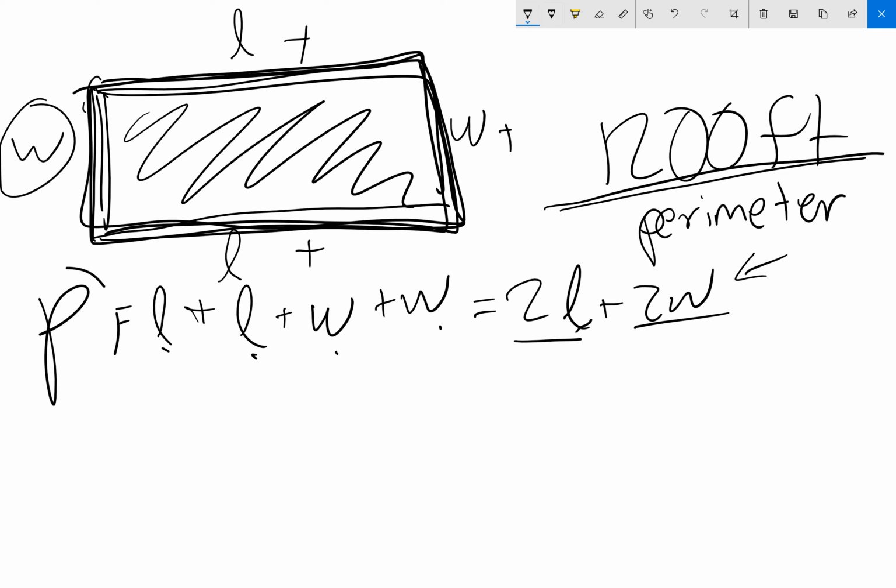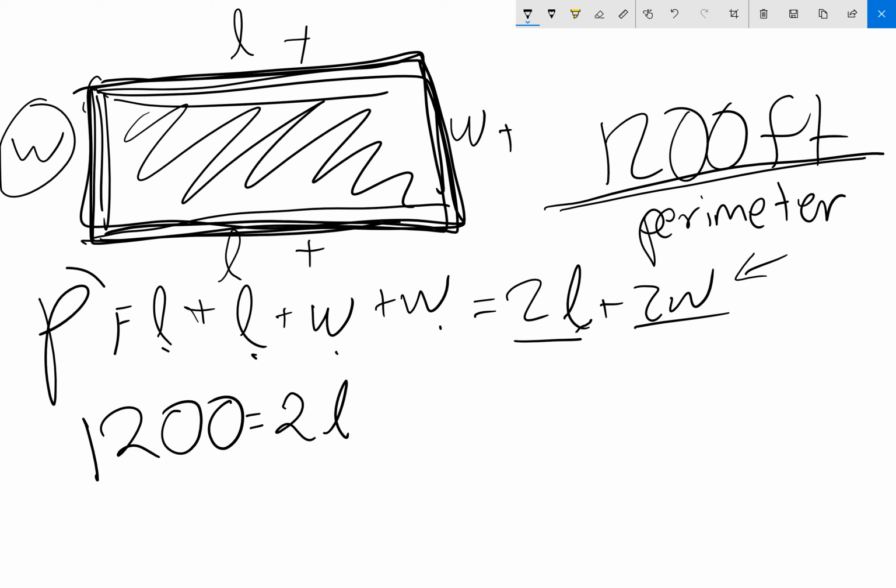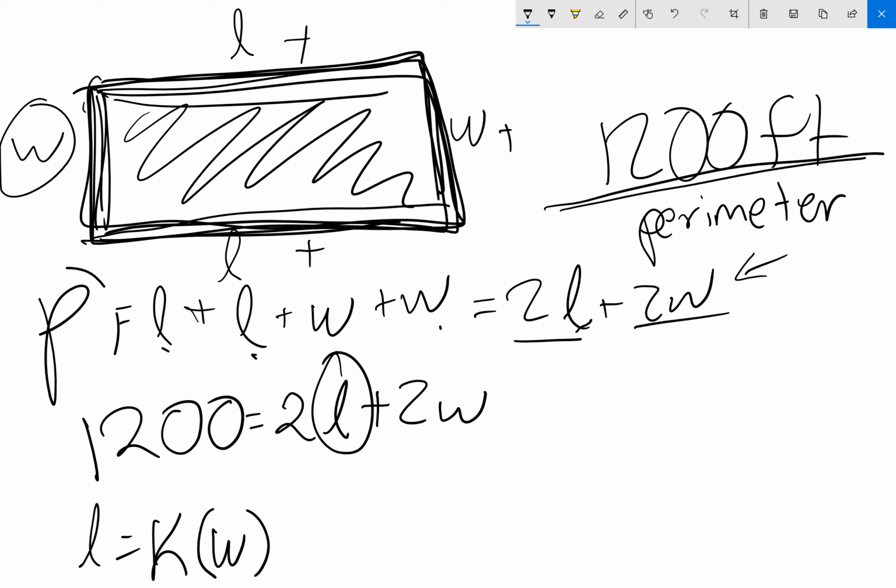Define a function k that determines the length of the fence in terms of the width of the fence, given the total amount of fence is 1,200 feet. So it's saying we know that the perimeter is going to be 1,200, right? We still have 2 lengths and 2 widths. However, this is saying we want a function k that determines the length in terms of the width. So we want to get L by itself.